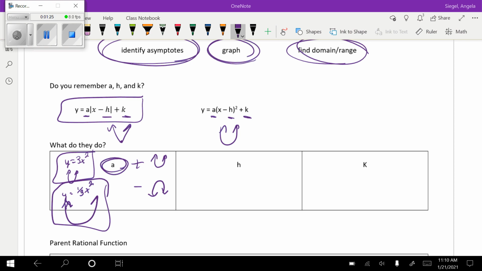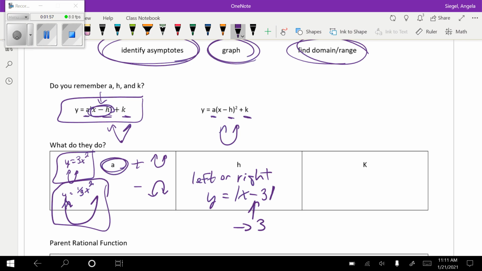Okay, so the H, poor H, he was always attached to the X, and we can't trust him. He's a liar. So whatever it tells you, you're going to do the opposite of. And this also helps you to know that you move it either left or right. So if I have y equals the absolute value of x minus 3, then I remember it's a liar, so I moved it to the right 3.